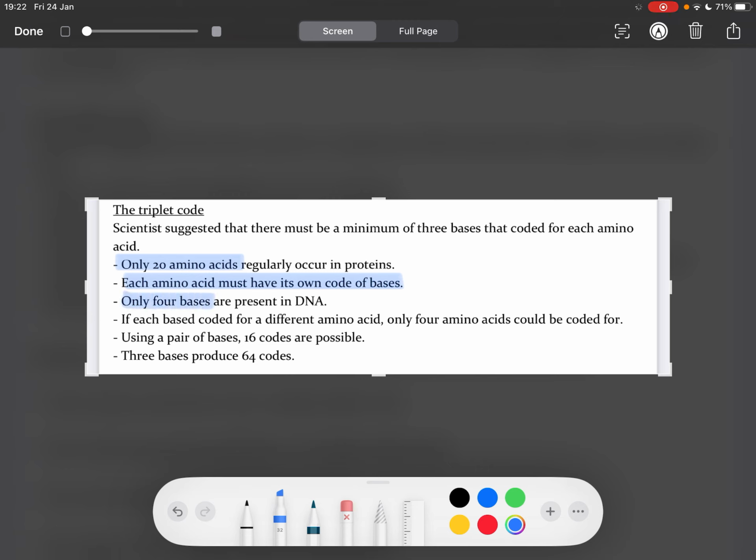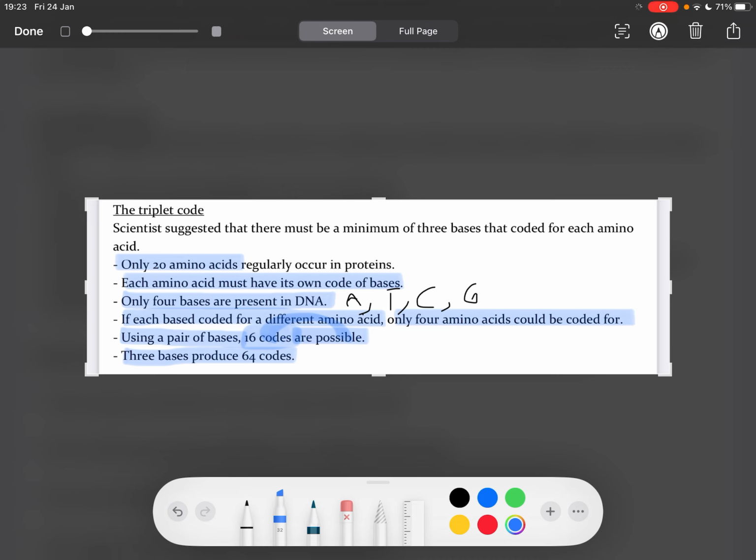And only 4 bases are present in the DNA: A, T, C, and G, right? If each base coded for a different amino acid, only 4 amino acids could be coded for. Using a pair of bases, 16 codes are possible. 3 bases produce 64 codes. So yes, there are only 20 amino acids, and each amino acid must have its own code of bases.